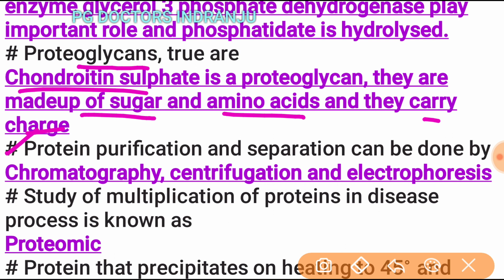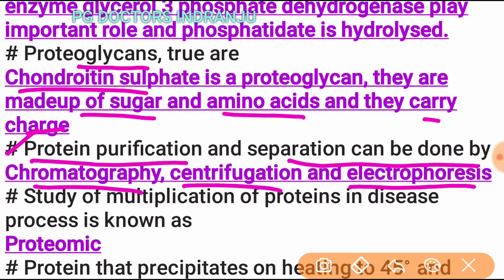Next, protein purification and separation can be done by chromatography, centrifugation, and electrophoresis. It is asked in the AIIMS PG and All India Medical PG Exam, NEET PG, DNB, and also FMGE. So it is an important topic. These one-liners are all important for your future exam, so make notes so that you can easily revise.